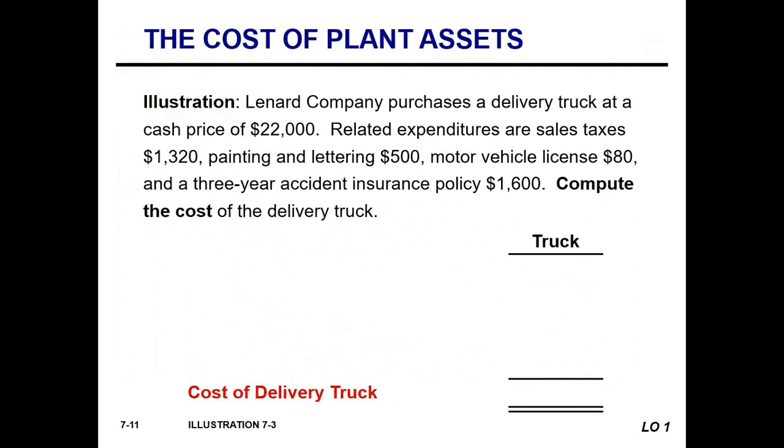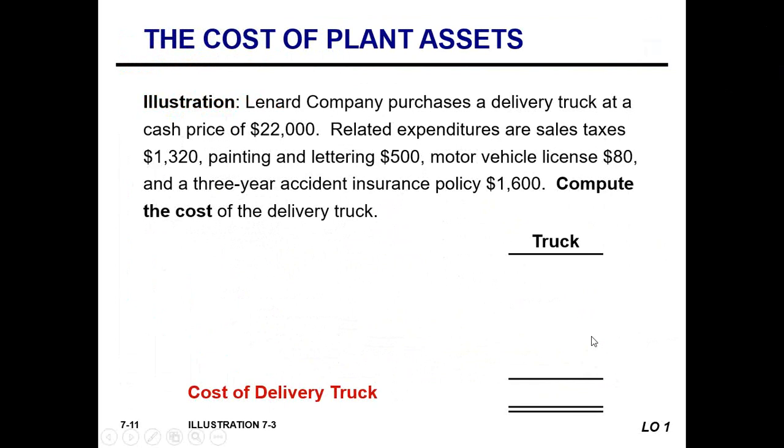What items might be considered reoccurring items that would simply be maintenance or expenses that occur annually or regularly? Well, we know the cost of the truck was $22,000. We're only going to pay sales tax once. Hopefully, we're only going to paint and letter the vehicle once. But now the license we'll have to buy every year. And an accident insurance policy, this is a 3-year one, but that's normally an annual expense.